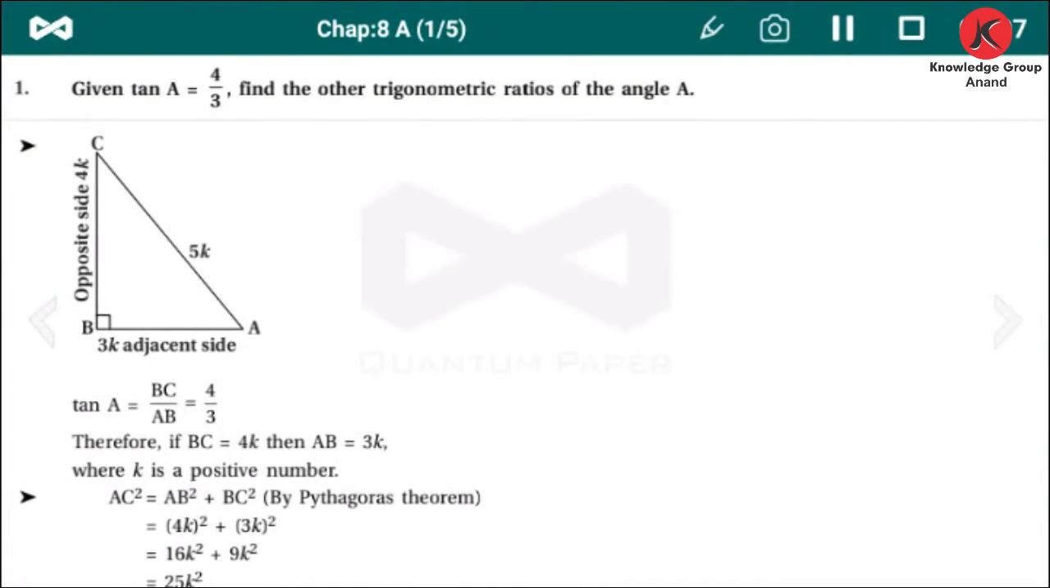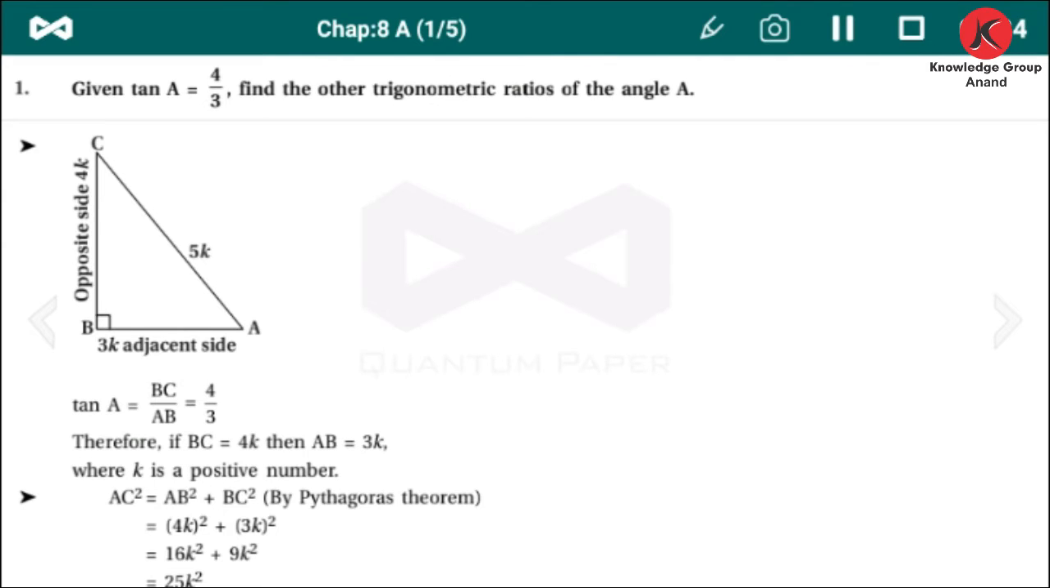In this lecture, we start our chapter 8, Introduction to Trigonometry. Now, example 1. Given tan A is equal to 4 by 3, find the other trigonometric ratios of the angle A.